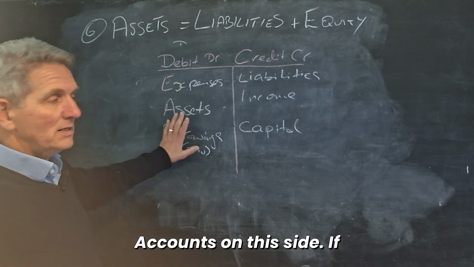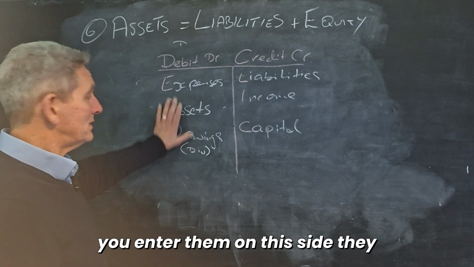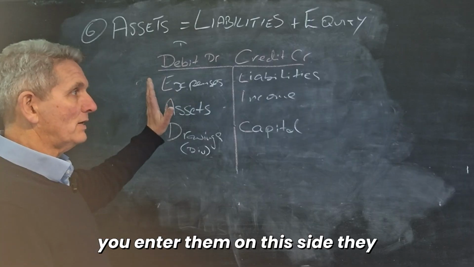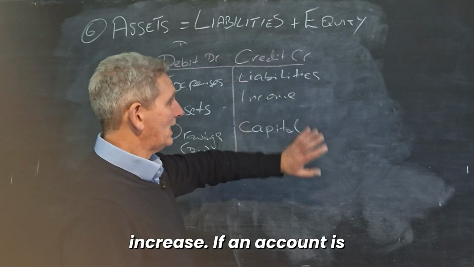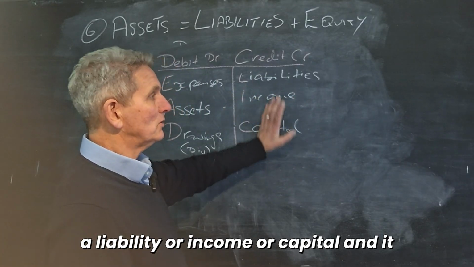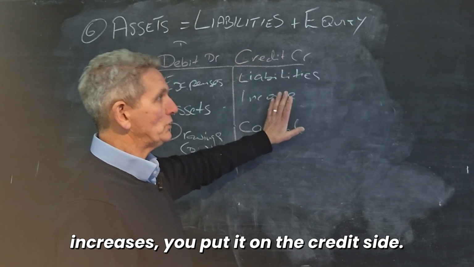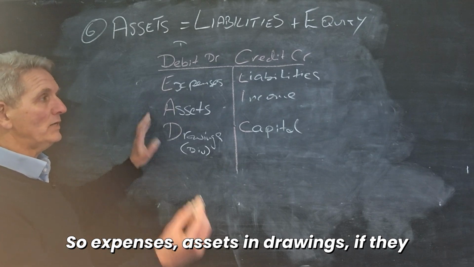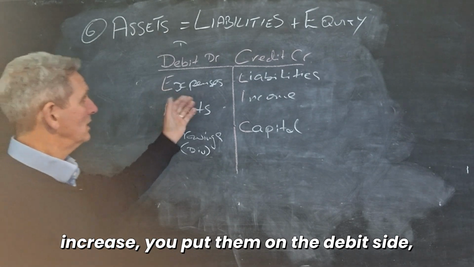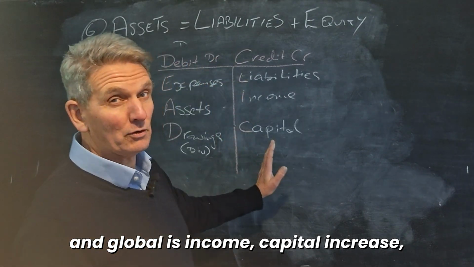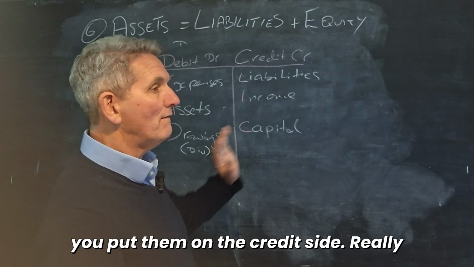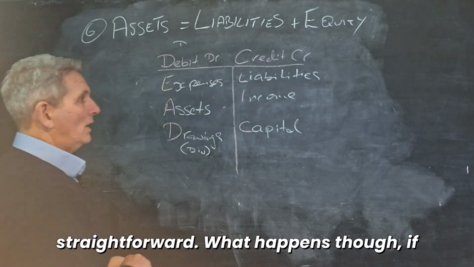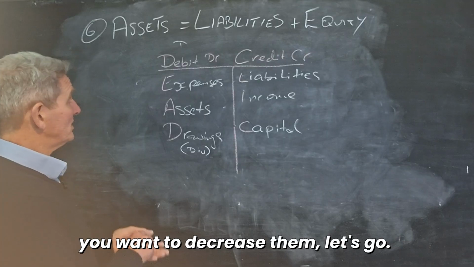Accounts on this side, if you enter them on this side, they increase. If an account is a liability or income or capital and it increases, you put it on the credit side. So expenses, assets and drawings, if they increase, you put them on the debit side, and liabilities, income, capital, if they increase, you put them on the credit side. Really straightforward. What happens though, if you want to decrease them?